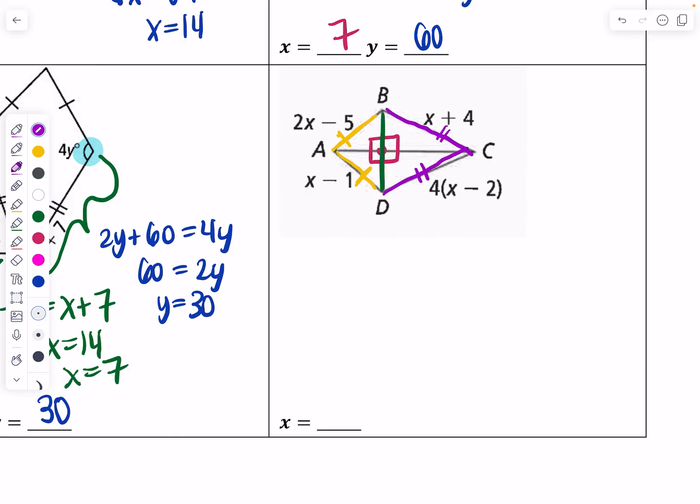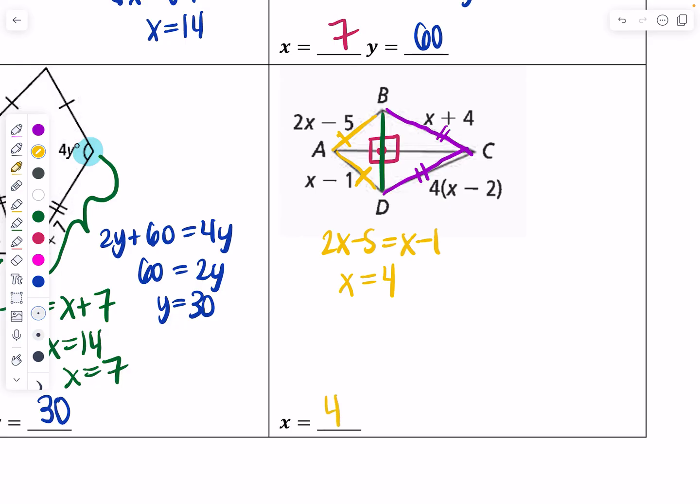It does not matter which set I use, the yellow or the purple, but I either need to set a yellow equal to a yellow or a purple equal to a purple. So I'm going to choose to do 2x minus 5 equal to x minus 1, because that's less work. It doesn't have a distributive property in it. So that would be x equals 4.